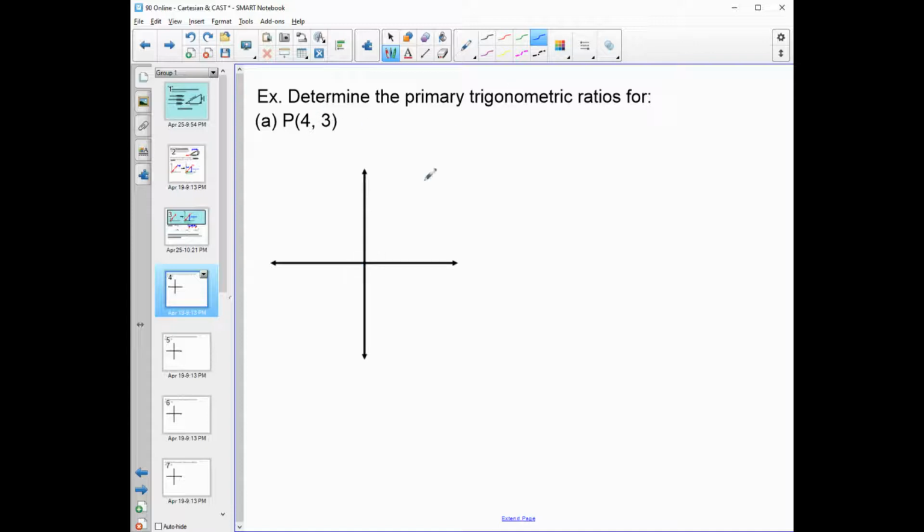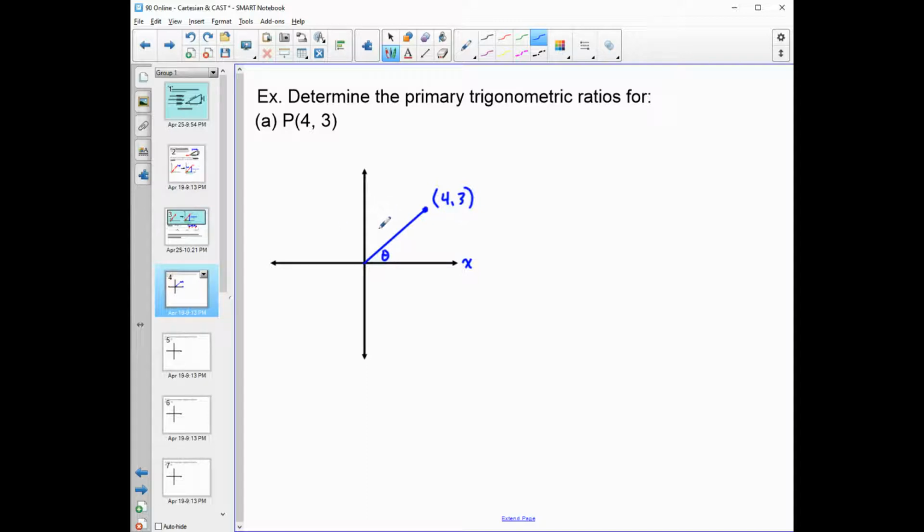So the point 4, 3, I'm not going to worry about scale. I'm just going to roughly try to get things in the right place. So for the point 4, 3, I will draw a terminal arm from the origin to that point. And now for that point, I want to determine the primary trig ratios. Now, the angle is measured from the positive x-axis to the terminal arm in all of these cases. So we're talking about that angle, theta.